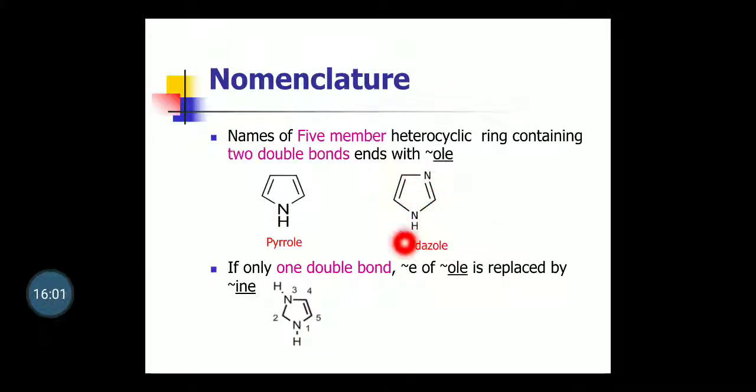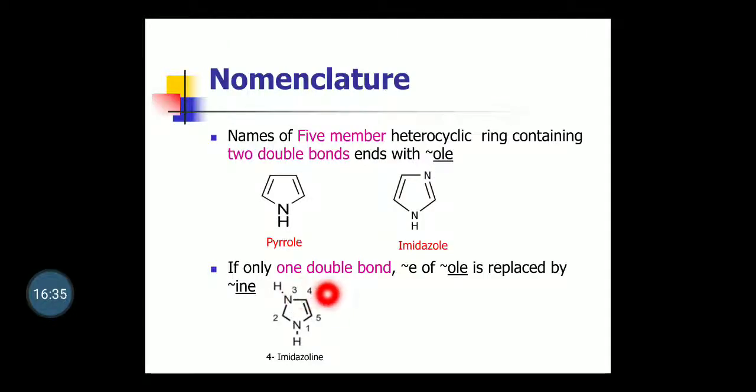So this is the 5-membered ring having two double bonds, so it ends with OLE, and this is the 5-membered ring with only one double bond. So what will happen? E is replaced with INE. So it becomes imidazoline. So imidazole has 1, 3 positions. If there are two double bonds, it becomes imidazole, but with only one double bond, E is replaced with INE, and it becomes imidazoline.